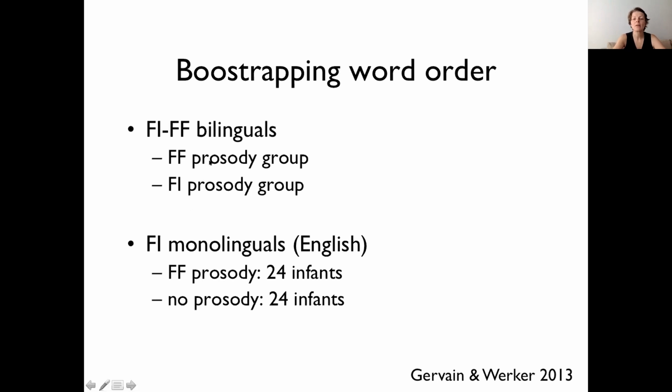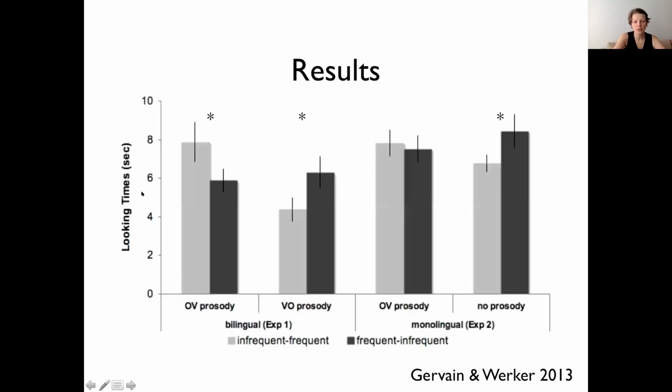So crucially, can bilinguals use their prosody to select the word order context in which they are at? So to select the language with its grammar. And so here are the results. Again, looking times and the color code as before.